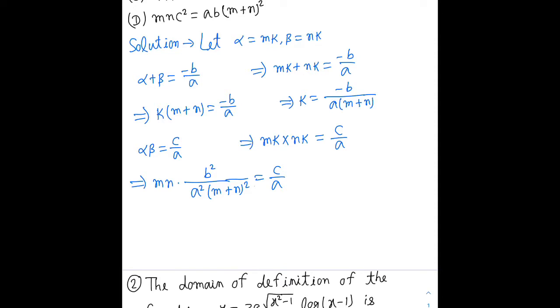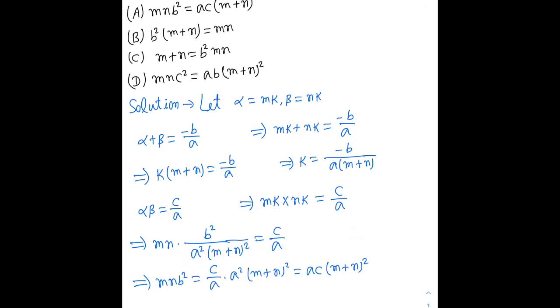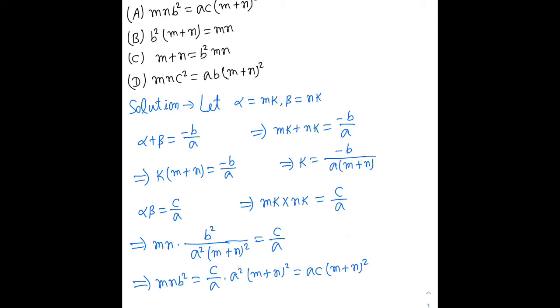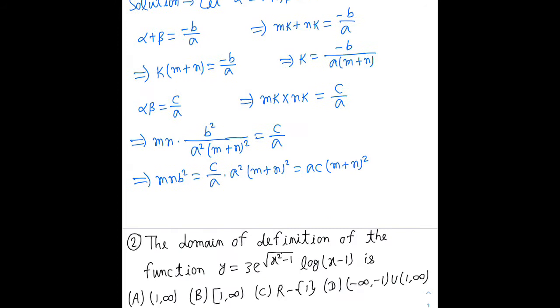Now if we transpose this denominator to the right hand side, then we'll get mn into b square equal to c by a into a square into m plus n whole square. So one of the a will get cancelled, and we'll get ac into m plus n whole square. So it is nothing but the first option. Is it clear? Okay.